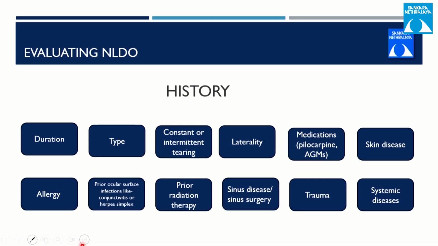So, how many secondary NLDOs have you seen? All the Rho plus positive patients were just primary NLDO. Any? None, no traumatic you have seen? Not even in oculoplasty posting? Okay, so we do see a lot of secondary NLDO obstruction.